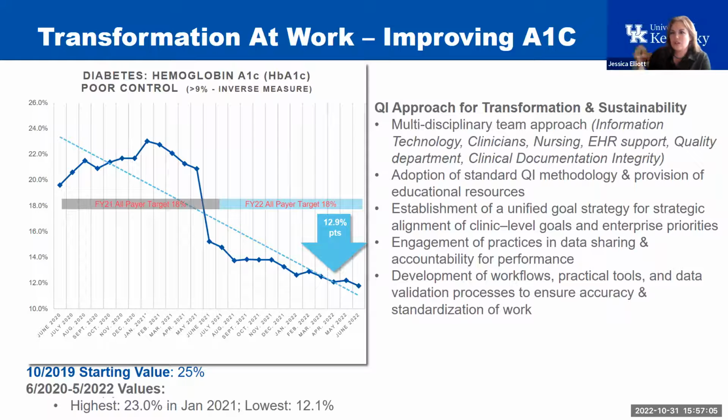And I want to share this example around A1C as well. Pre-pandemic with this organization, their A1C values were at 25%. Through working with us at the Regional Extension Center and the implementation of this practice transformation framework, they were able to take a system-wide all-in approach to hold their teams accountable for performance. Now, even through a pandemic, they saw change, they saw improvement, and they're continuing to sustain it.